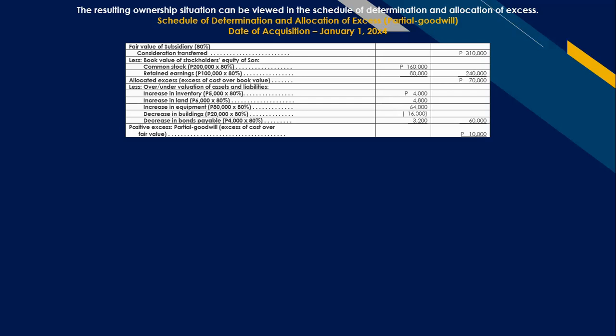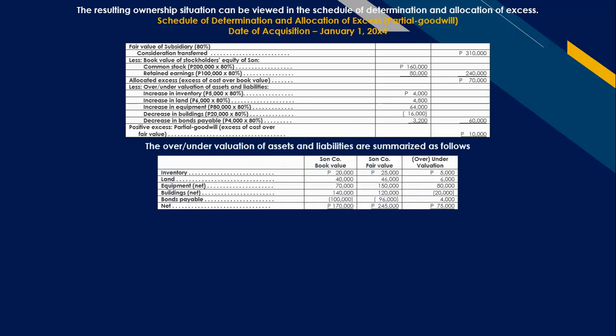Then we have the over-under valuation of assets and liabilities. Increase in inventory, it's to be multiplied by 80%. Each of these under-overvaluations should be multiplied by 80% because of the interest acquired by the parent. So we have a decrease in building for 80% of 20,000, and a decrease in bonds payable. So the positive excess using the partial goodwill approach is the excess of cost over fair value.